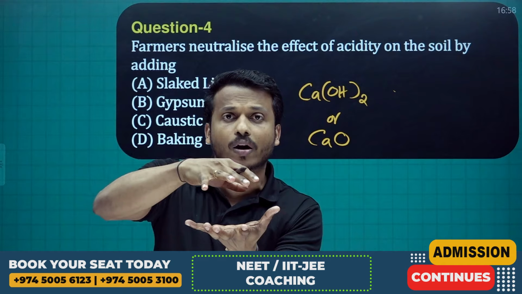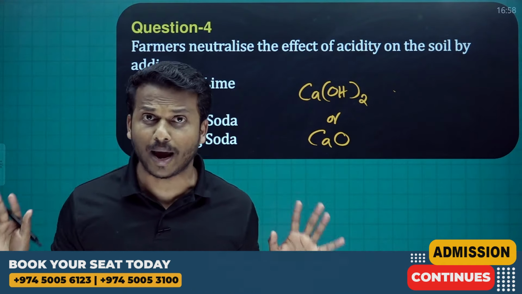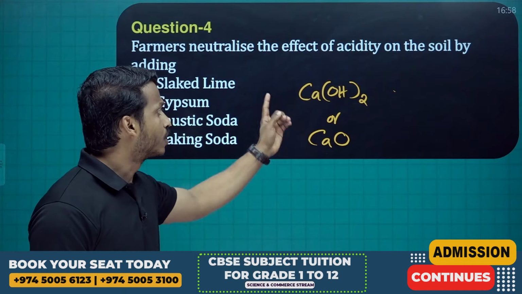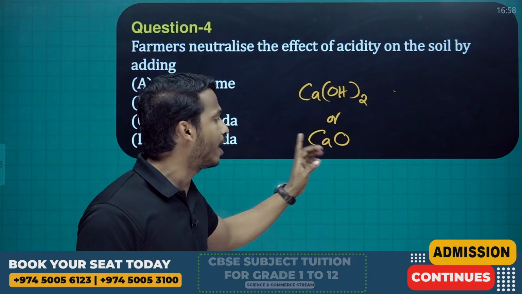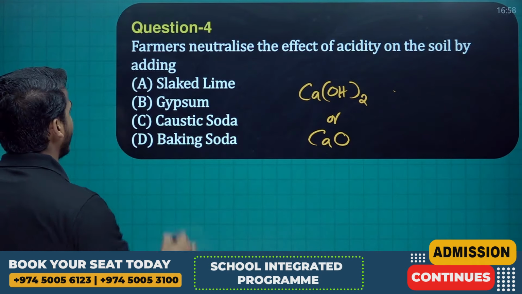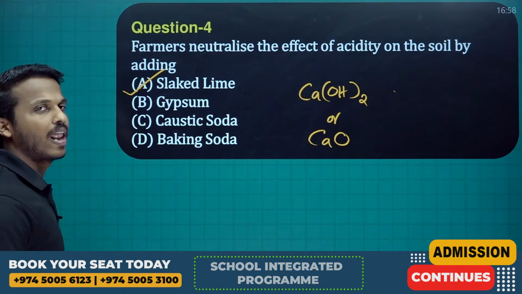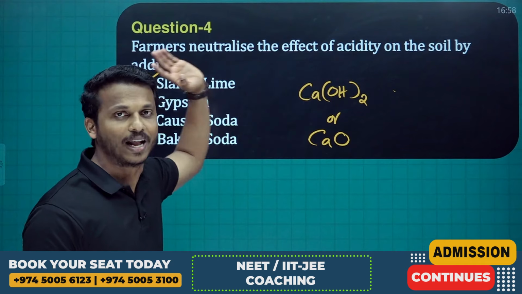So if the soil is already acidic, in order to make it almost neutral, we have to add a base. So what is the base they are using? Calcium hydroxide, that is our lime water or slaked lime, or we can use quicklime, that is our calcium oxide. So where is it given, my dear? Yes, option A, slaked lime, that is lime water, calcium hydroxide, because they are basic in nature.